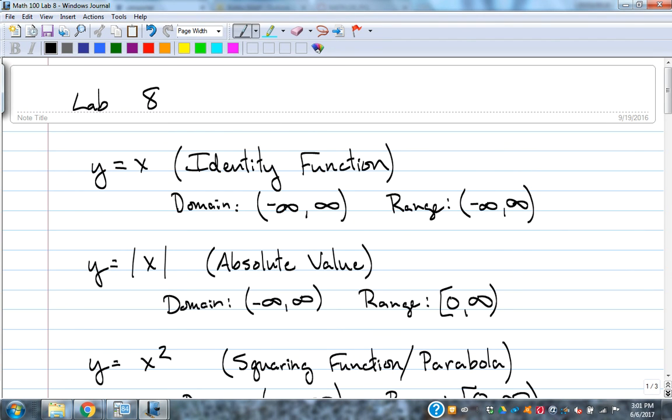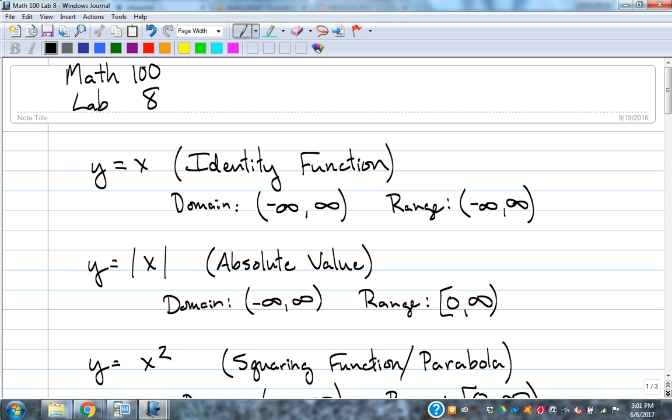All right, with Math 100, lab number 8. I'm going to look at reviewing these standard functions that we're dealing with, or the library functions, or the parent graphs, whichever one you want to refer to those as. So we're going to review some of these.